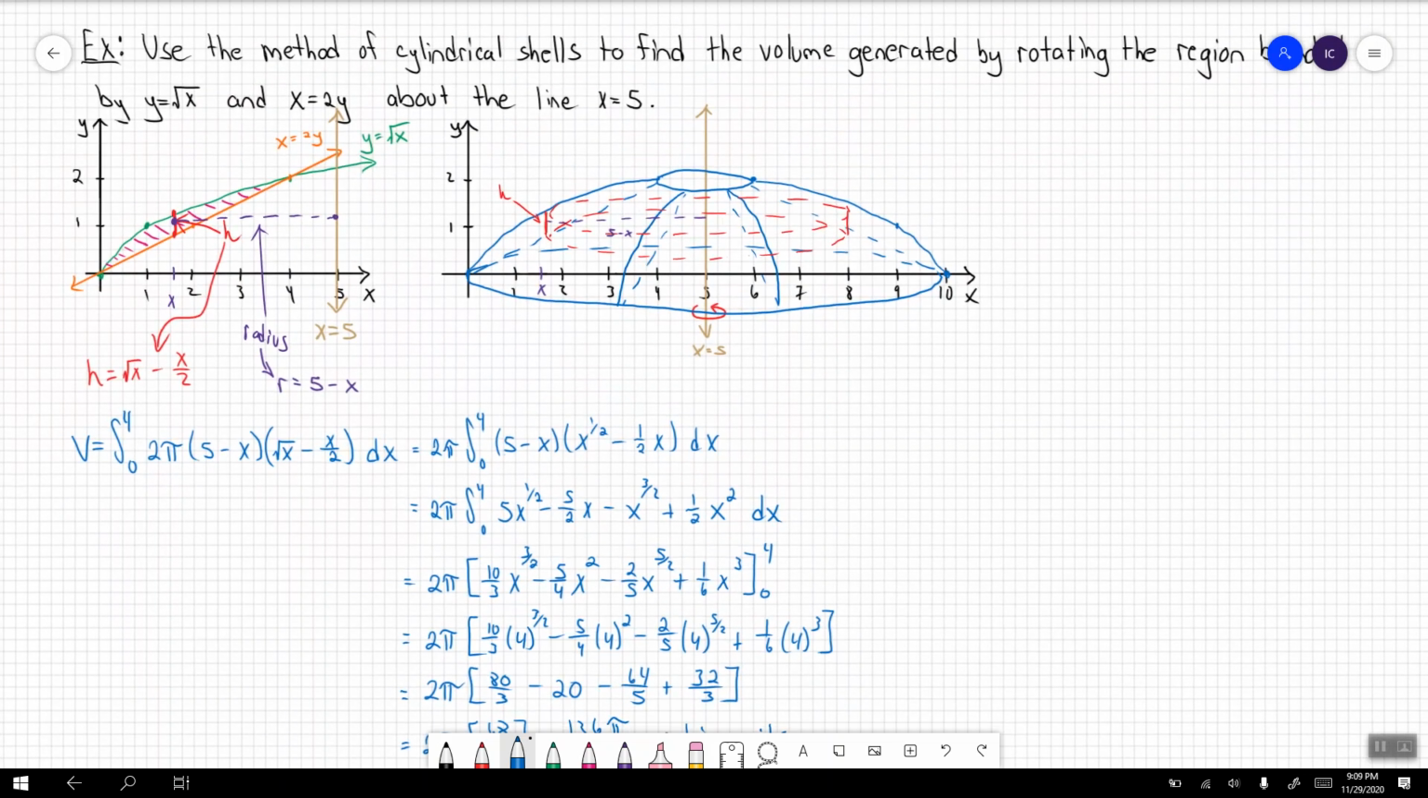So when you're trying to do these rotations, you always want to focus on what is your method. Are you going to use cylindrical shells, or are you going to use the cross-sectional method? And remember, the cross-sectional method involves the cross-sections being perpendicular to the axis of rotation, whereas the cylindrical shell method focuses on the cylindrical shells being parallel to the axis of rotation. So please make sure that you are aware of that.